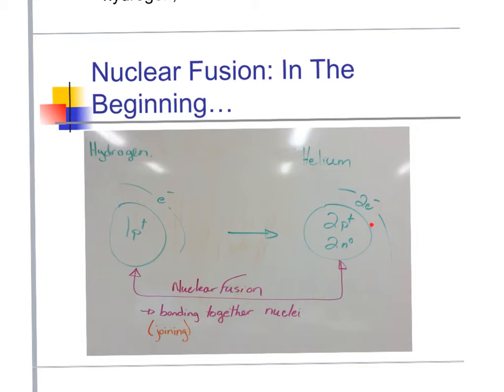Notice that in helium we have two protons and two neutrons. So it takes 4 hydrogen nuclei to fuse or bond together to create a helium nucleus. And so you see that there are no neutrons in hydrogen, and somehow they fuse together and form neutrons, and that's a much higher level of physics that we are not going to get into.